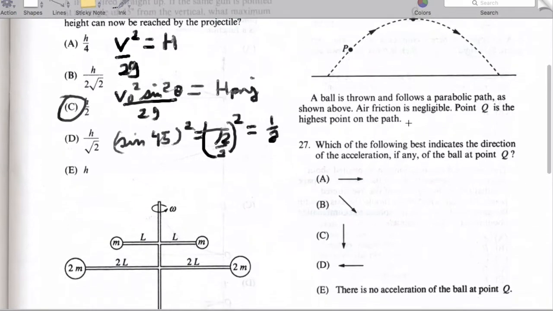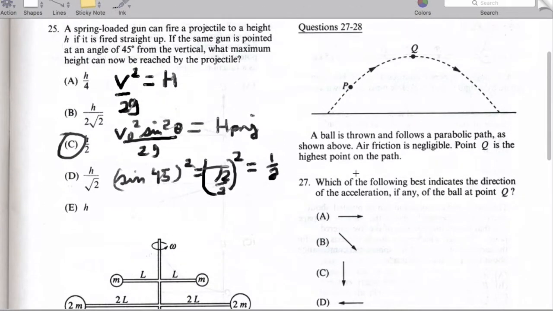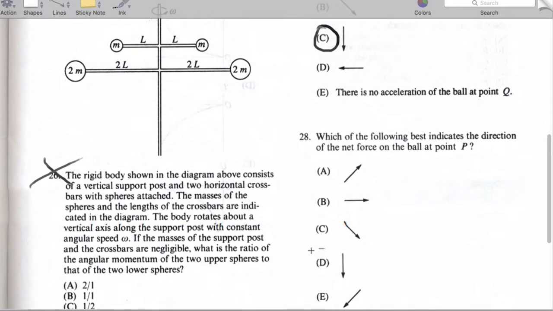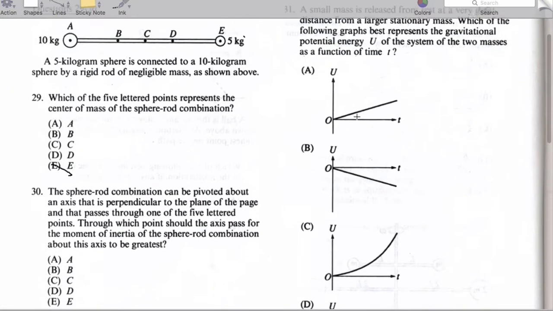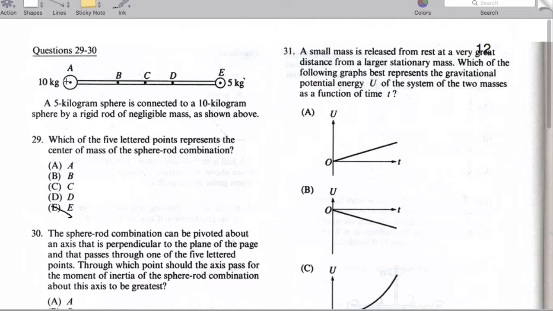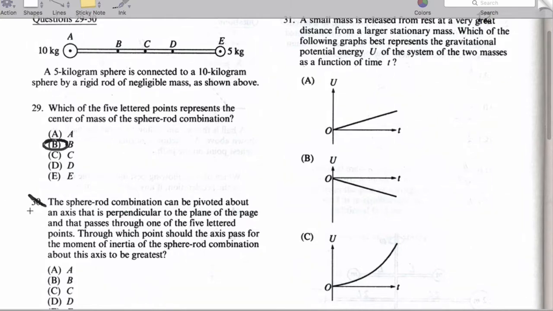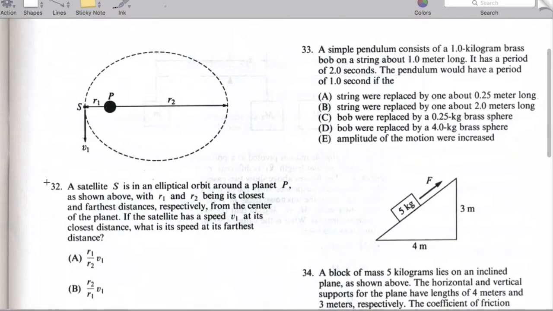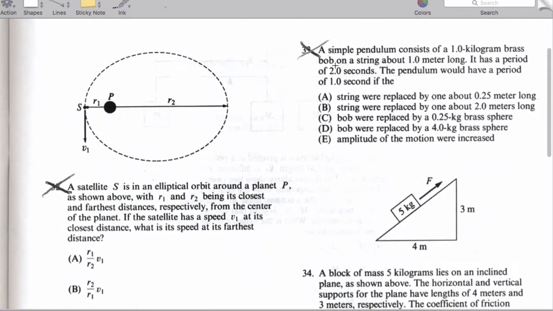Now, for number 27, I mean, come on, no air resistance, parabolic path, the acceleration's downwards, and the net force is always downwards, okay? Because it's always caused by gravity. 29 to get the center of mass. So this is 10, this is 5. The center of mass is going to be closer to, it's just going to be B, closer to that one. We don't need to worry about 30 or 31. We will move just a little bit ahead and say this. So 32, no. 33 we could do, but I'm not going to have you do that.